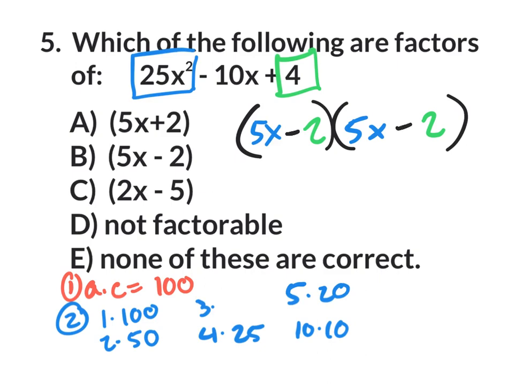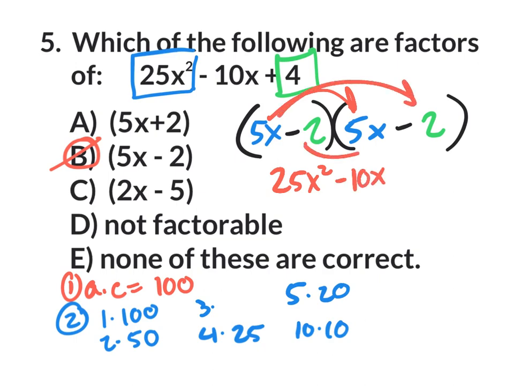And if you happen to circle this answer, guess what? It's wrong. Why is it wrong? Remember, just because you have a perfect square term in the front and in the back doesn't guarantee that this works. You have to double check your answer. If we double check it, 5x times 5x is 25x squared. 5x times -2 is -10x. -2 times 5x is another -10x. -2 times -2 is +4.